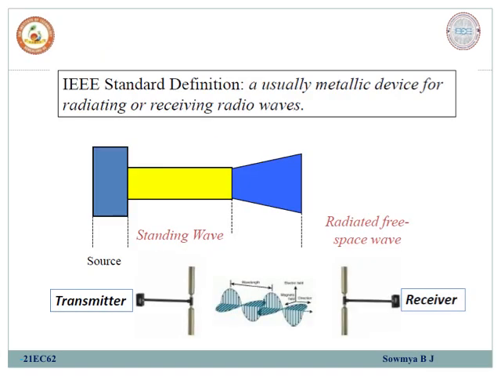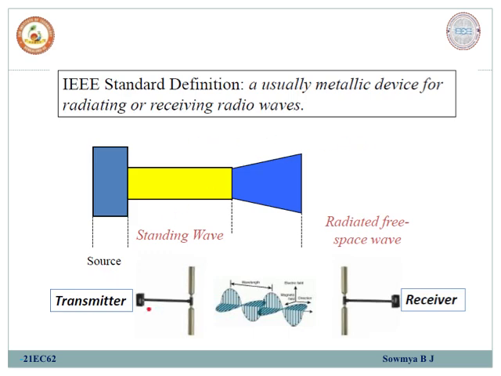Now let us know what is the IEEE standard definition for the antenna. In the IEEE standard definition, the antenna is defined as a metallic device for radiating or receiving the radio waves.